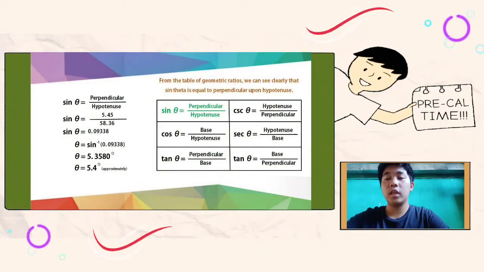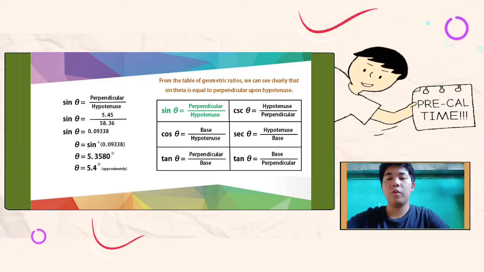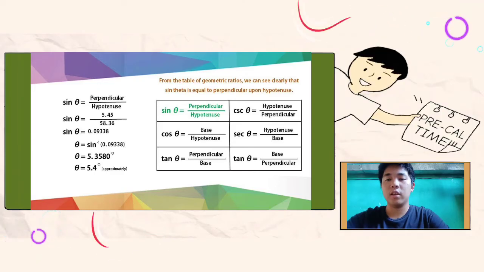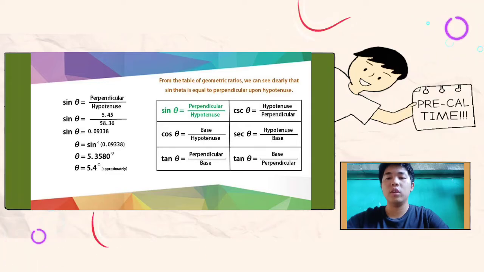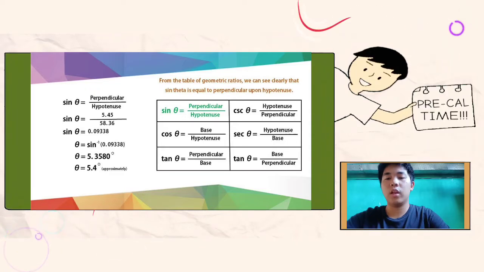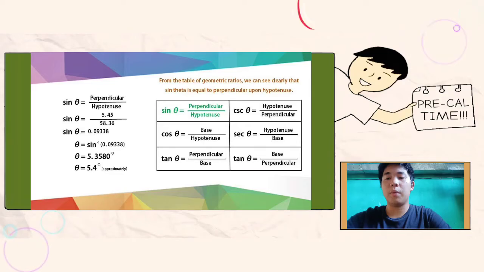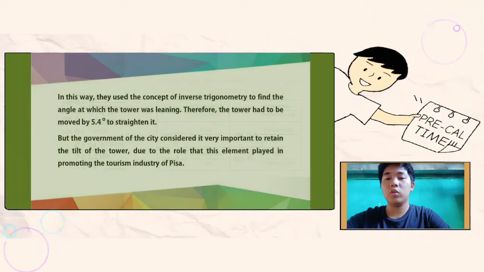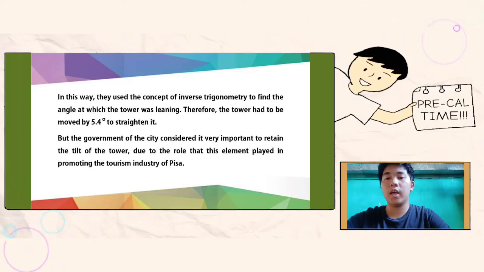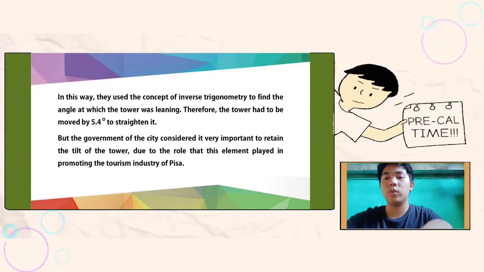From the table of geometric ratios, we can see clearly that sin theta is equal to perpendicular over hypotenuse. Sin theta is equal to 5.45 over 58.36. After we divide it, we get a value of 0.0933. After that, we apply sin raised to negative 1, and we get a result of 5.3580 degrees. So theta is approximately 5.4 degrees. In this way, they used the concept of inverse trigonometry to find the angle at which the tower was leaning. Therefore, the tower had to be moved by 5.4 degrees to straighten it.